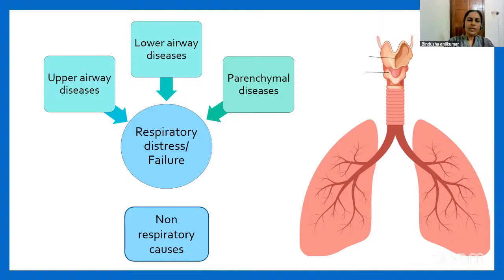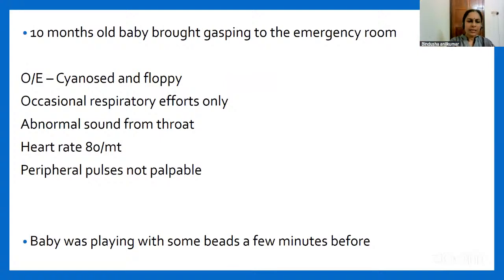Okay, now we are going through a few scenarios, and I would like you to assess these children as I have told you, and we will discuss depending upon that. So this is a 10-month-old baby who was brought to the emergency room. On examination, the baby is cyanosed, floppy, and has only occasional gasping respiratory efforts. You are also able to hear an abnormal sound from the throat. The baby has a heart rate of 80 per minute and peripheral pulses are not palpable. The mother also gives a history that the baby was playing with some beads a few minutes before the onset of respiratory distress. This baby has an acute, sudden onset of respiratory distress.